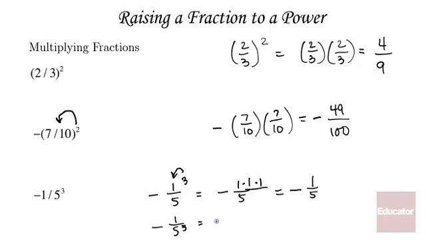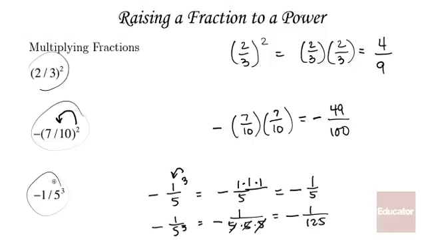Now in the second problem here, we have negative 1 over 5 to the third. 5 times 5 times 5. So our answer is going to be negative 1 over 5 times 5 is 25, times 5 is 125. So notice the placement of the exponent is very important. We have 3 situations where the exponent will affect the problem differently.